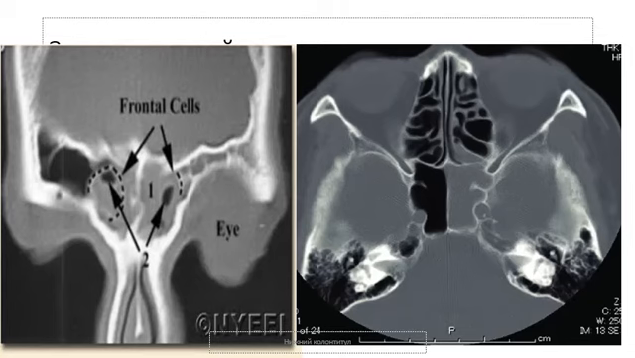Okay, in these slides, this is also a coronal section, where we can see here the frontal cells, but this one is the axial section, and we can see the sphenoid sinuses, with opacity in the sphenoid sinuses.